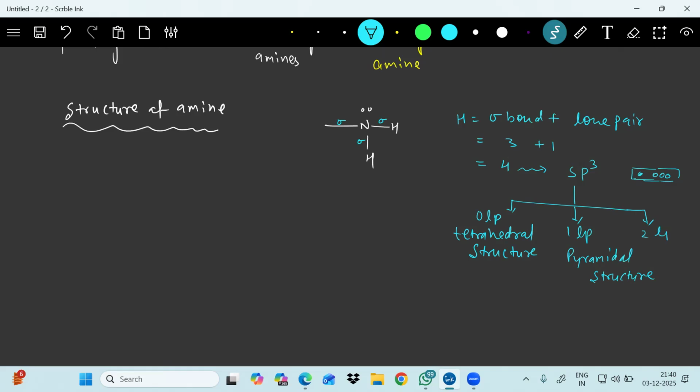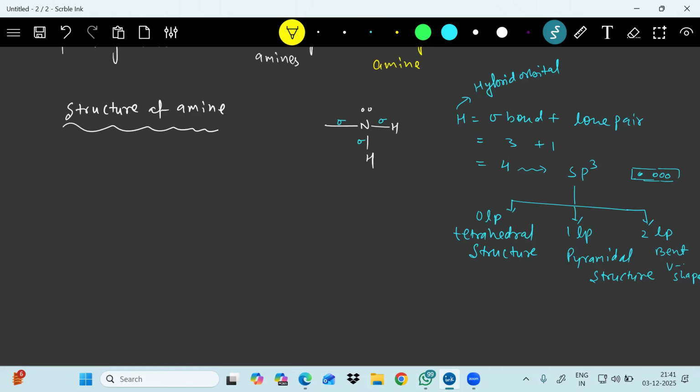Sir, in the case of how two... 4 hydrogen means sp3? It's not for hydrogen. This H is the number of hybrid orbitals. Then 4 hybrid orbitals means sp3. But sir, sp3 means carbon attached to 3 other atoms, right? Nitrogen is attached to three other atoms. So shouldn't it be 4 other atoms?